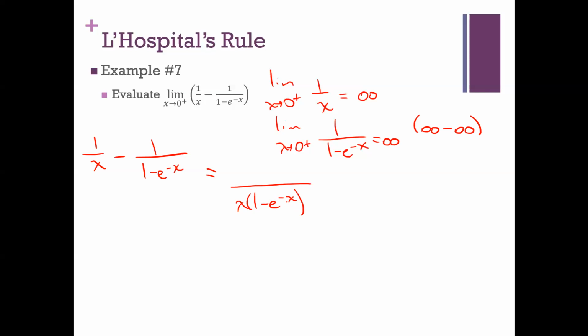From the first fraction, the 1 over x, the contribution is going to be 1 minus e to the negative x, right? What will the contribution be from the other one? Minus x. So this thing, if I let x go towards 0 here, what's going to happen to my numerator?